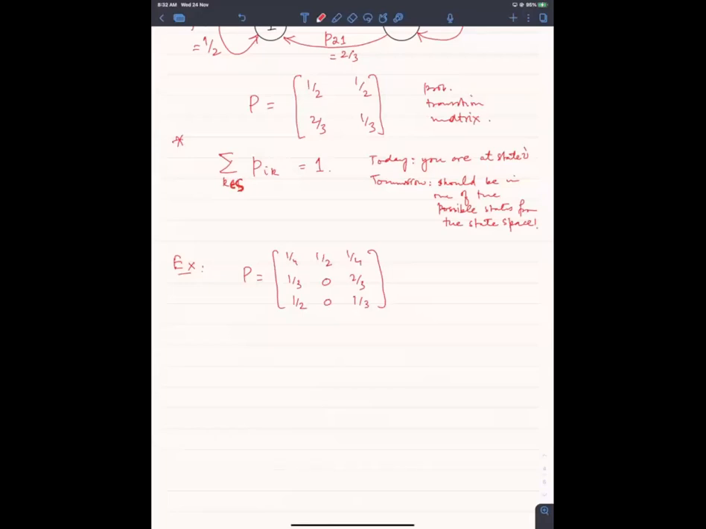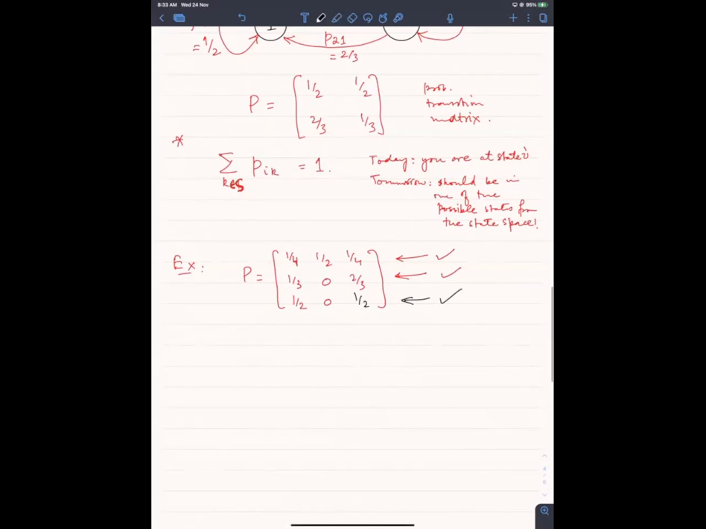This is no. Why? Because these rows must add up to 1. The first does, the second does, the third does not. So I'm going to change this and make it 1 over 2 here. Is this a probability transition matrix now? Yes or no? Answers in the chat window, please. Yes, this is a probability transition matrix.